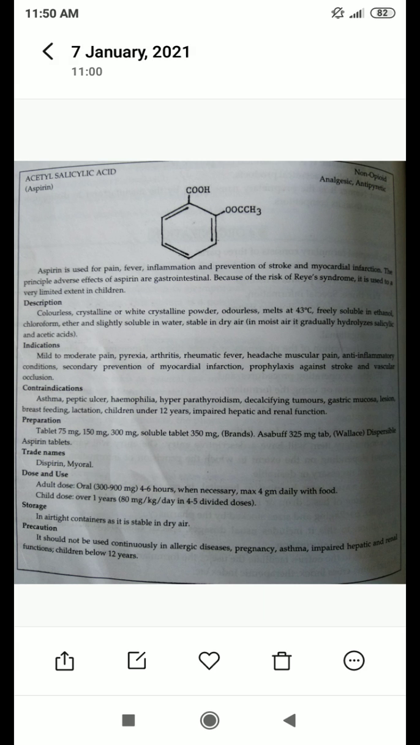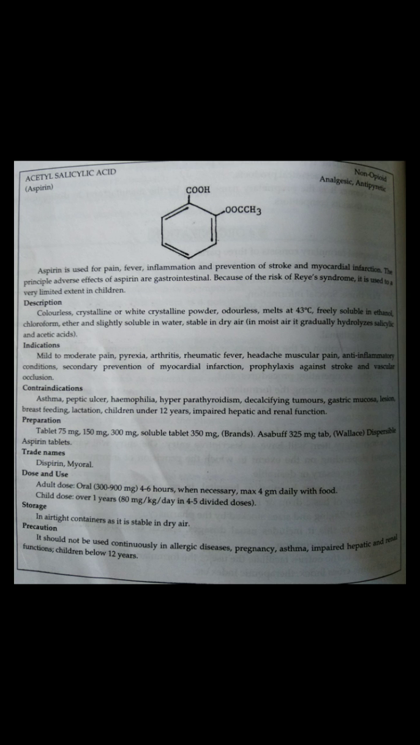Then indications: mild to moderate pain, then pyrexia, arthritis, rheumatic fever, headache, muscular pain, and anti-inflammatory conditions. Second, prevention of myocardial infarction, then prophylaxis against stroke and vascular occlusion. These are the indications.